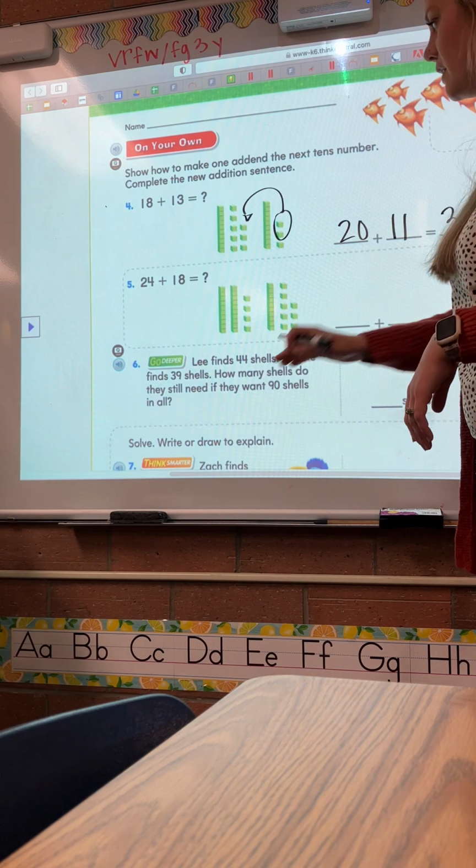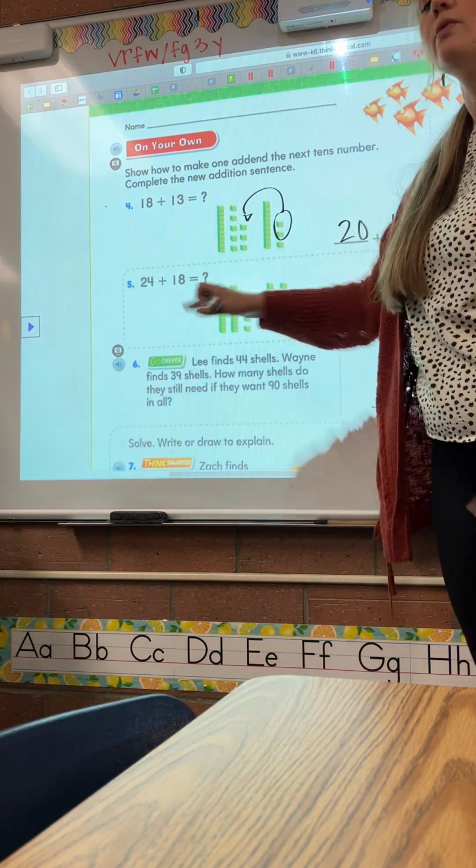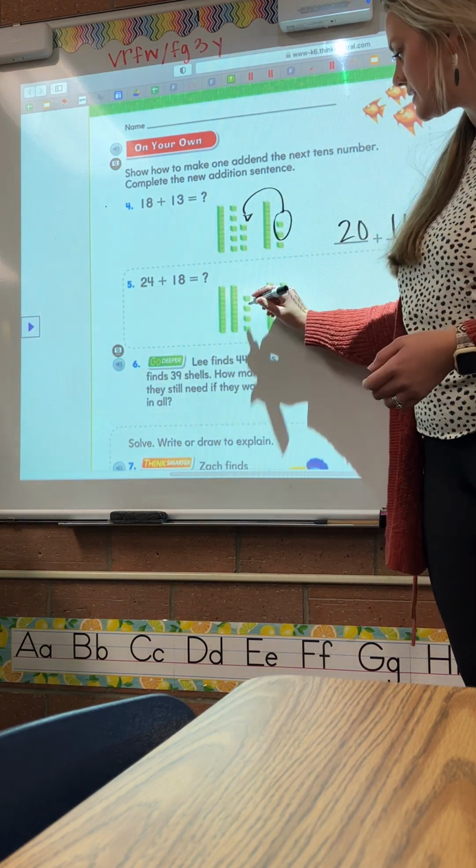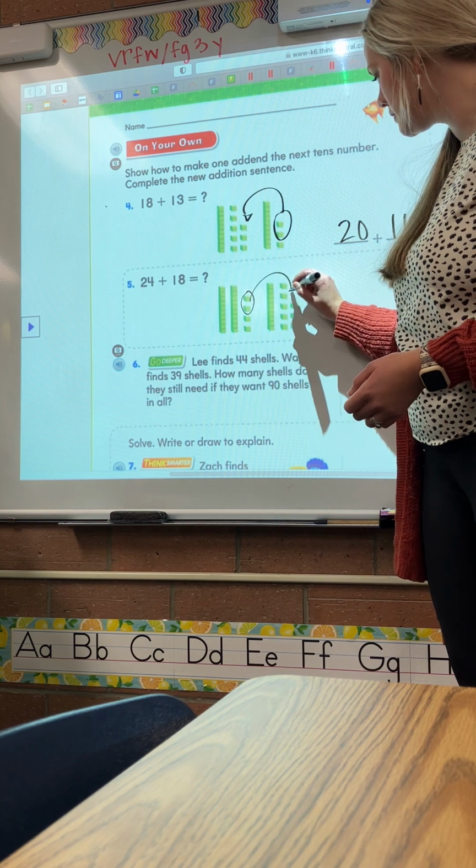24 plus 18. 24, 18. Which one's closer to a friendly 10? 18 is, because it only needs 2 more. So I'm going to take 2 from the 24.